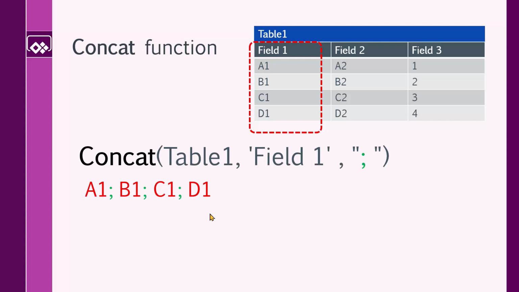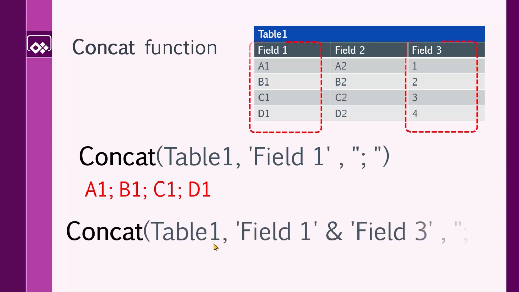All right. And feel free to take it to the next level and put more complex expressions for the second parameter of this formula, something like this. If I put field 1 and field 3, I'm actually concatenating field 1, which is A1, with a value in field 3. So the result of this Concat is going to look like this: A1, 1, B1, 2, and so on and so forth.